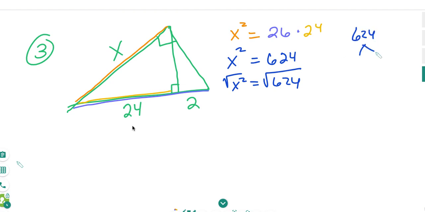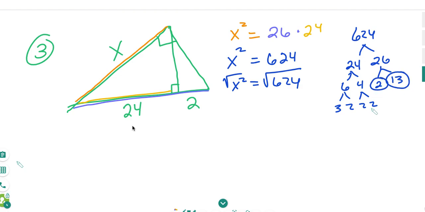I'm going to start with the 24 and the 26. Break the 24 down into 6 times 4, the 6 into 3 times 2, the 4 into 2 times 2, the 26 into 2 times 13, and now I'm going to circle my prime numbers. So 13, 2, 2, 2, 2, and 3.